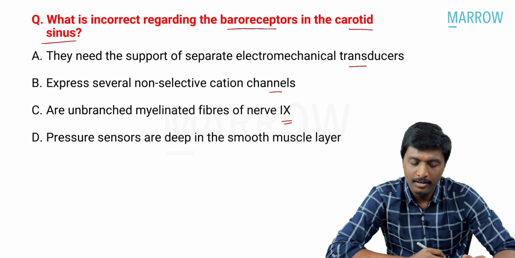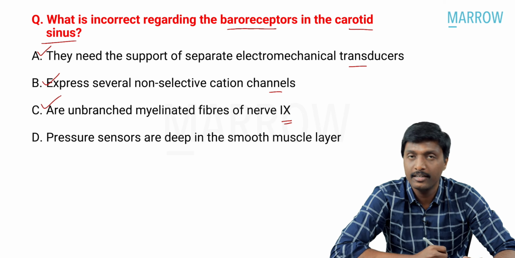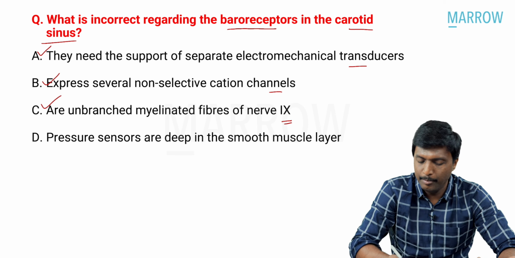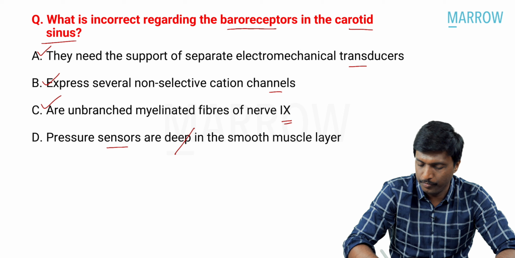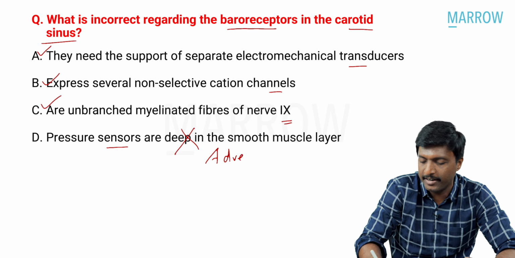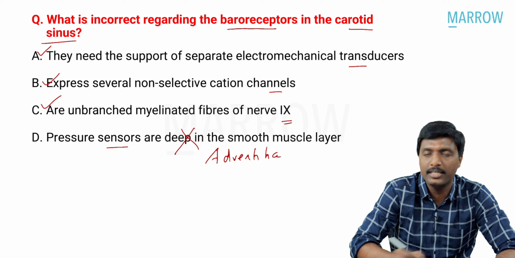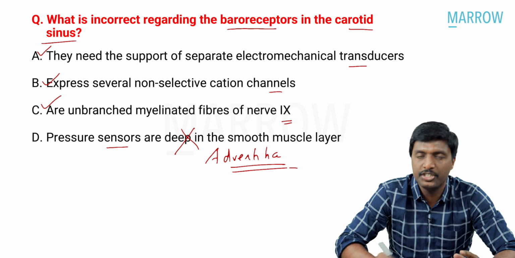Now, this is correct. This is correct. This is correct. We all know, except pressure sensors are deep in the smooth muscle layer. No. They are present in the adventitial layer. Remember, they are exclusively present in the adventitial layer. They are not deep. They are found in the adventitial layer.